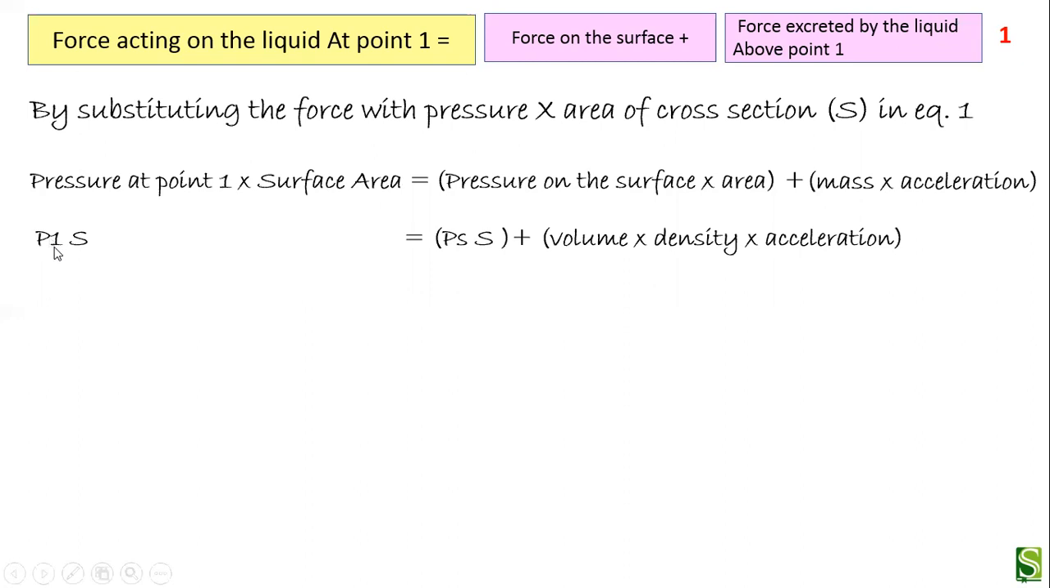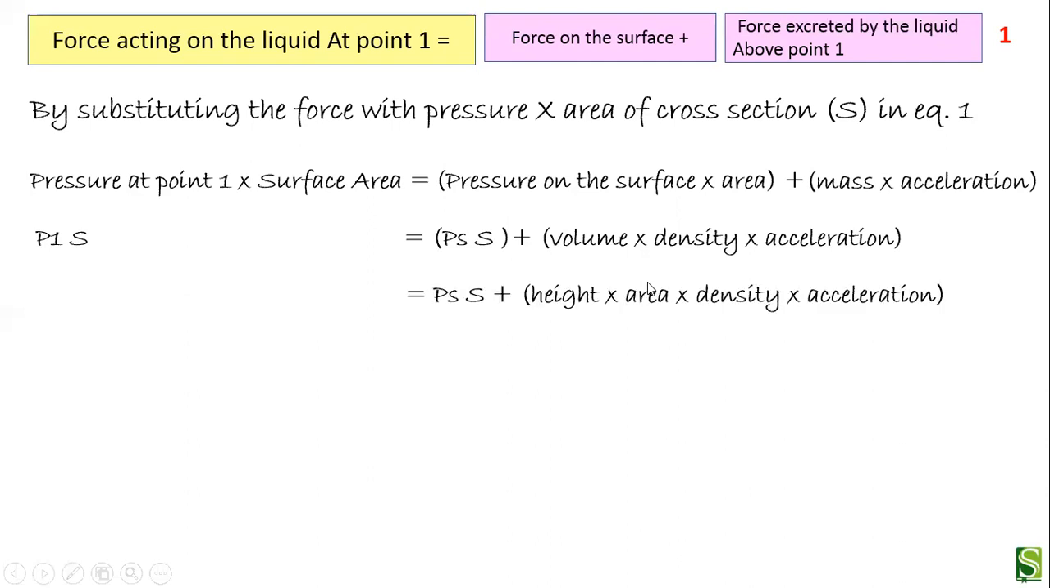So we will just designate it with some letters, and so we will say P1S is equal to, P1 is nothing but pressure at point 1, is equal to PS into S plus volume into density into acceleration. Okay, now do we have the mass? No, but we know the density of water. Do we have volume? Yes, we can calculate it from that column. We know density is equal to mass upon volume. So how can you write mass? Mass is equal to volume into density. So here this mass is further simplified as volume into density.